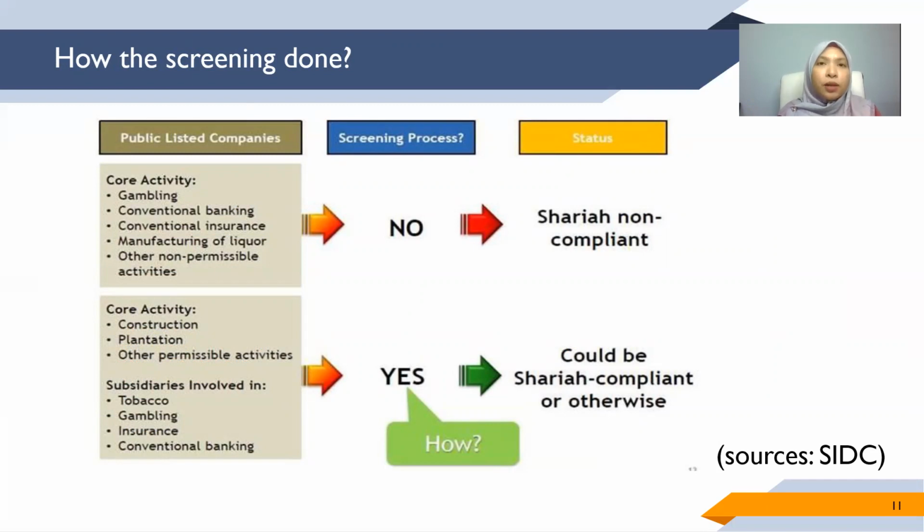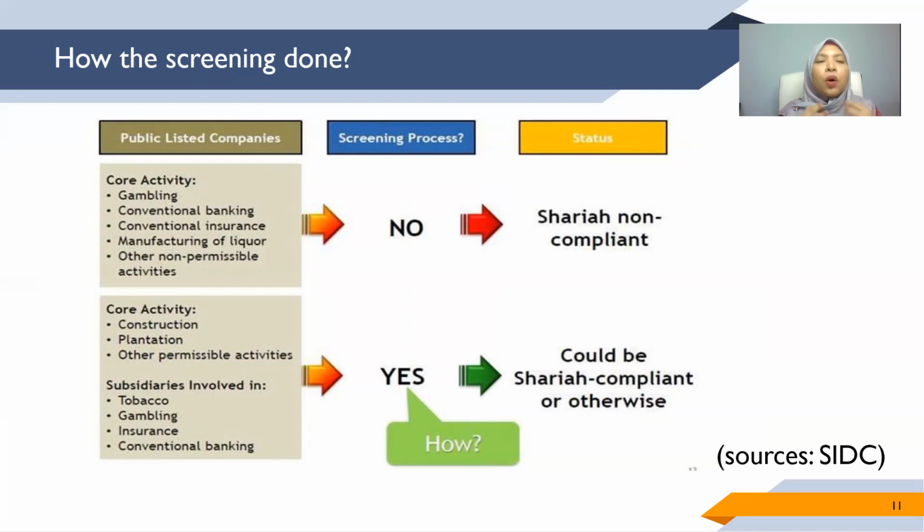However, if we have a company whose core activities are permissible, ataupun harus di dalam Islam, for example plantation, construction and other permissible activities, medical for example, all of this is a maslahah, demi kebaikan. Jadi, therefore, they have mixed activities.